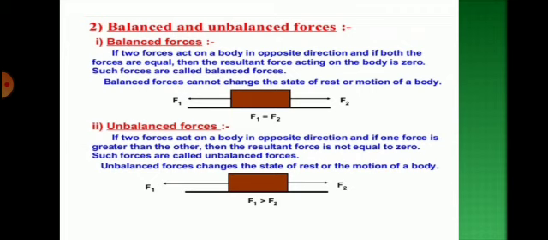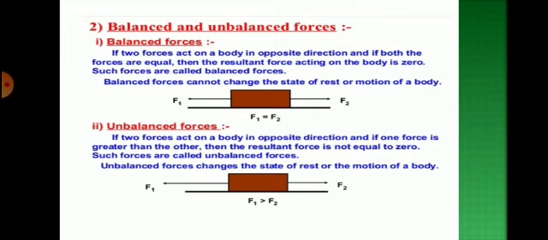So the next is balanced and unbalanced forces. Balanced forces: if two forces act on a body in opposite direction, and if both the forces are equal, then the resultant force acting on the body is zero. Such forces are called balanced forces. If F1 is equal to 40 Newton, F2 is equal to 40 Newton, so these forces are equal. So F1 is equal to F2.